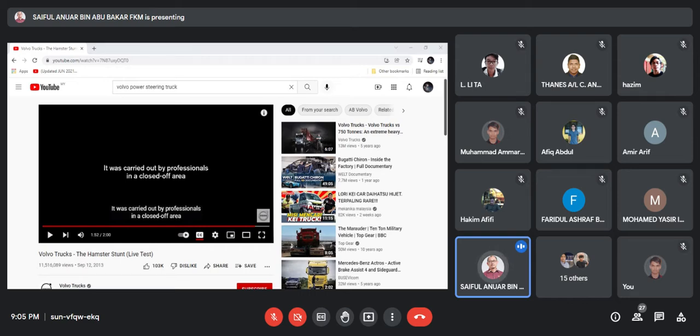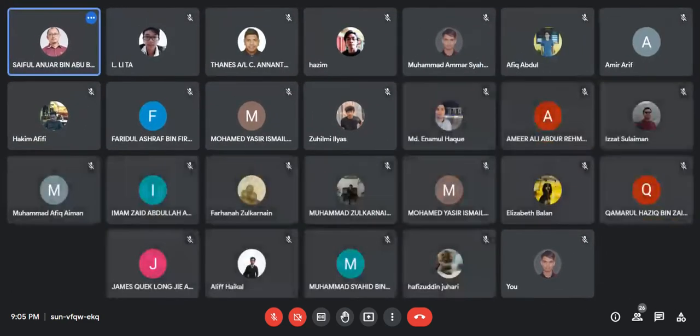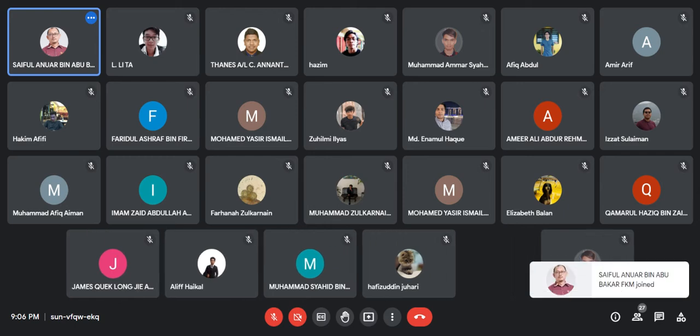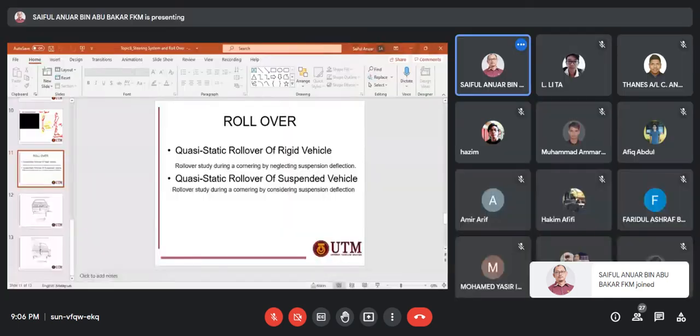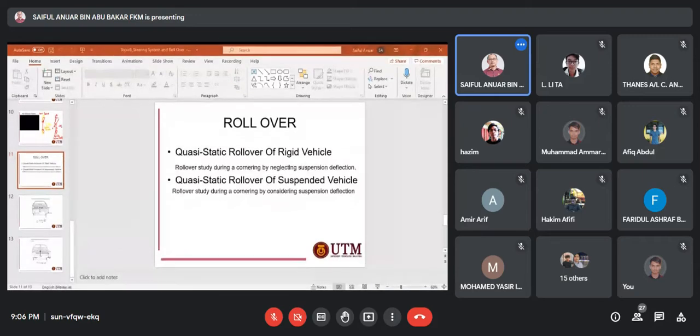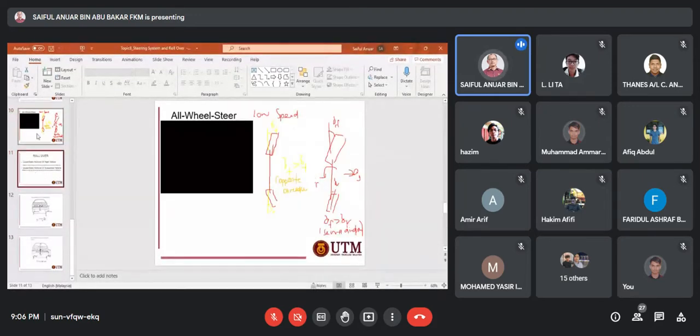Okay, so now back to our slide. You can start looking for the keywords, active steering and power steering, on YouTube because there are a lot of videos. Okay, that's it for the steering system.